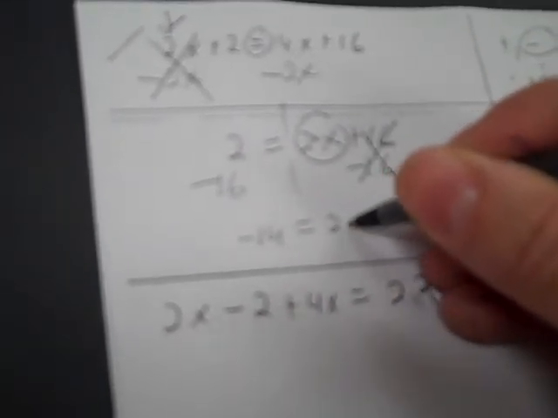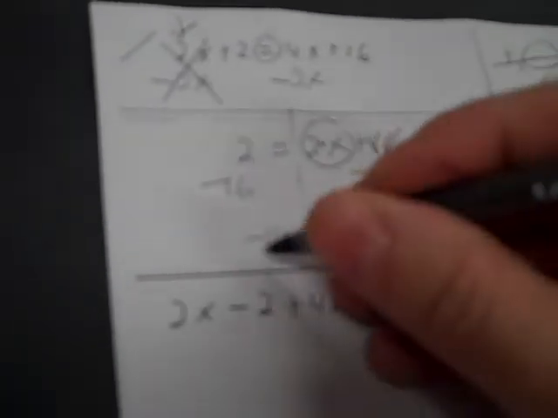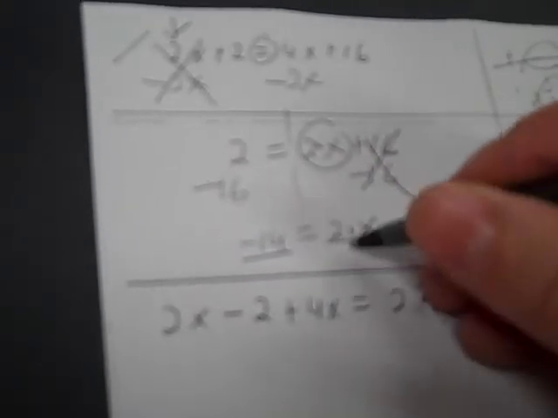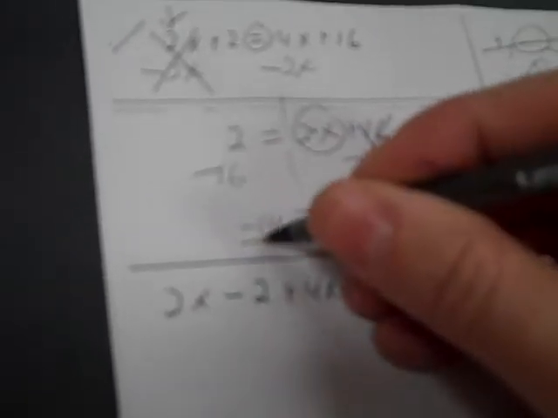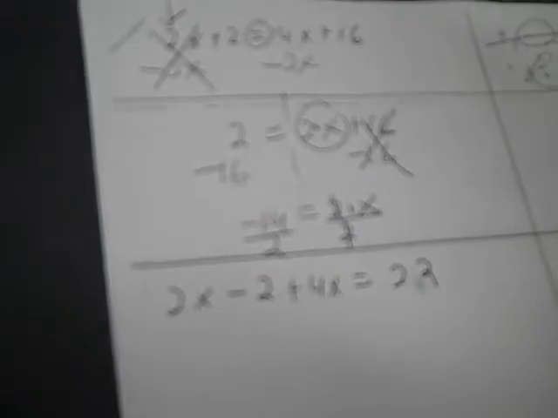And then you got 2 times x. So that's done. Now I see times, I divide by the factor multiplied by x, 2. And when you divide, you don't change the sign. So negative 14 divided by 2 is negative 7.